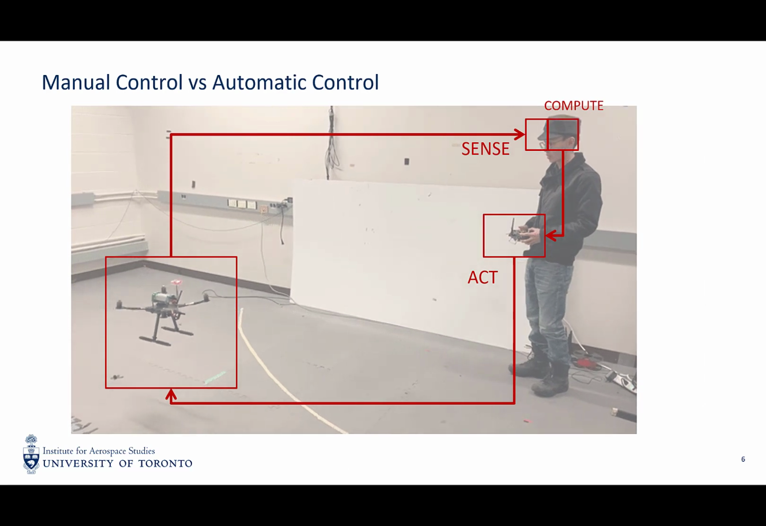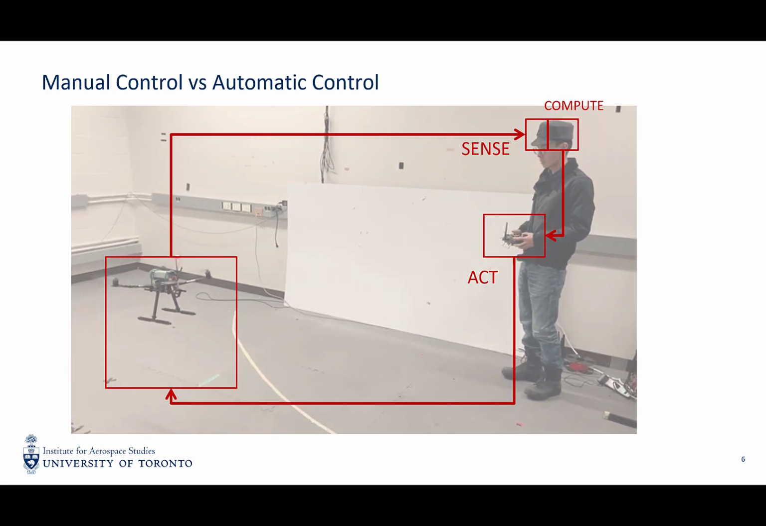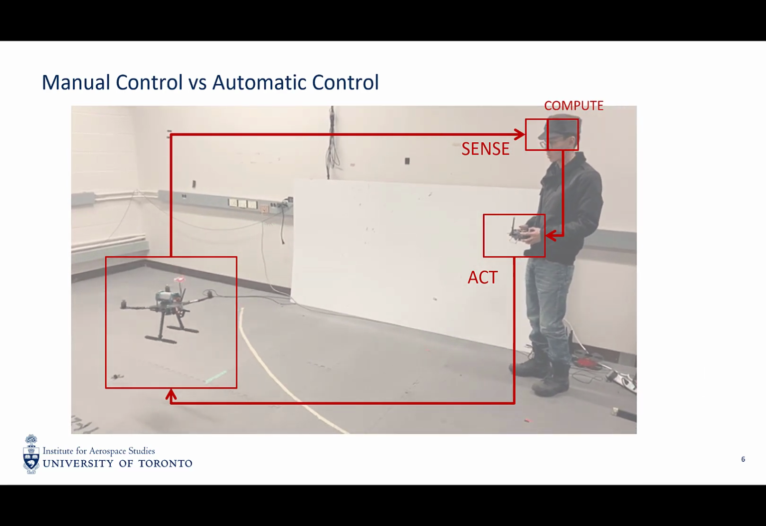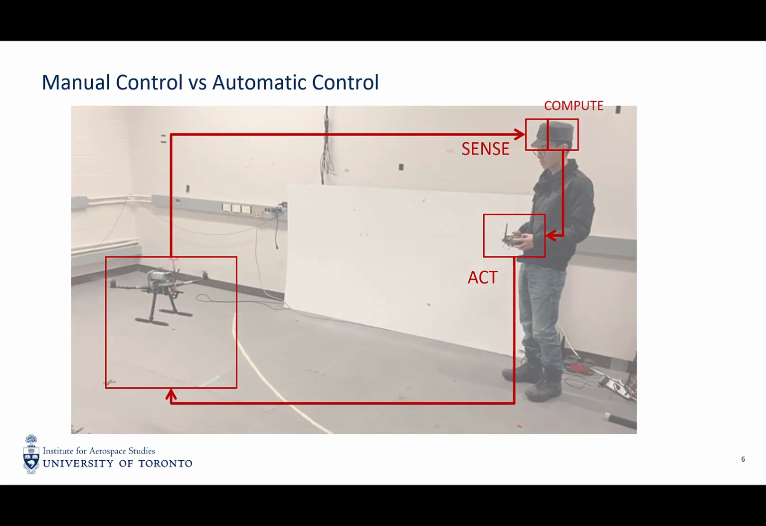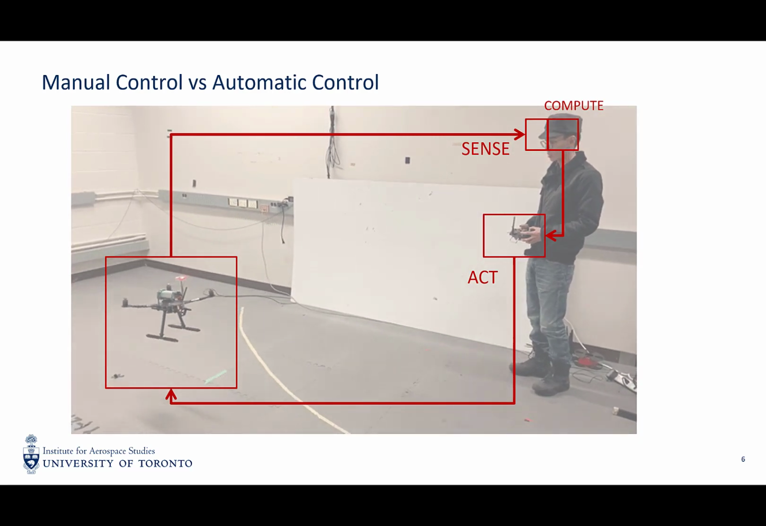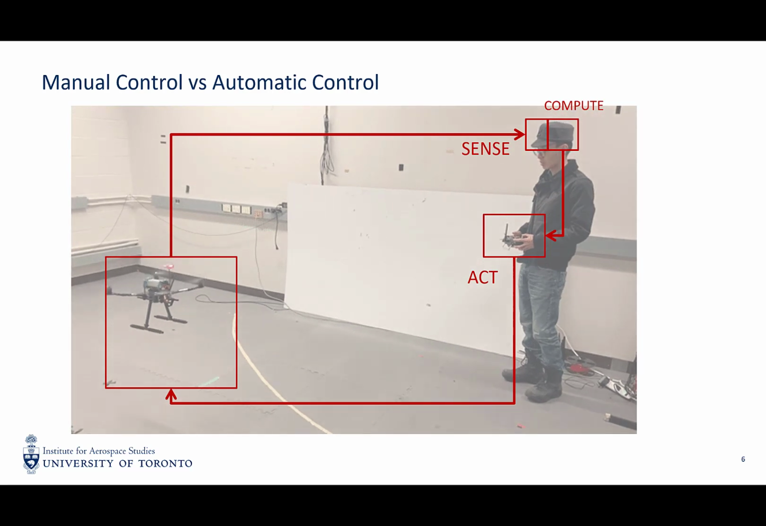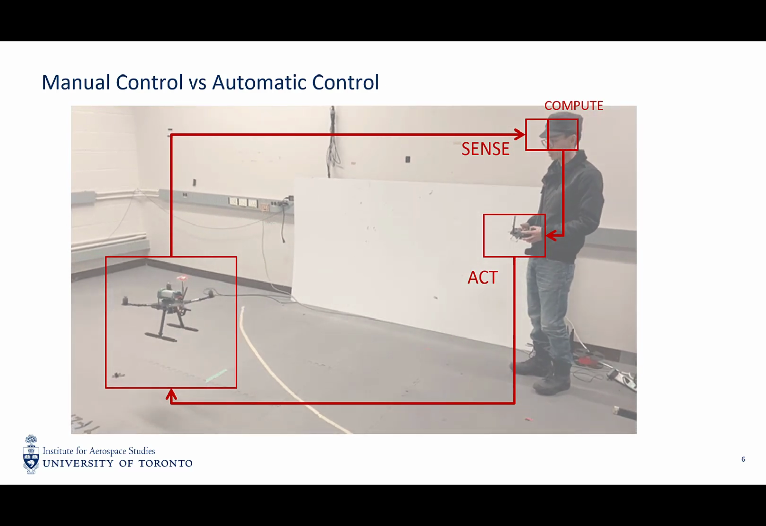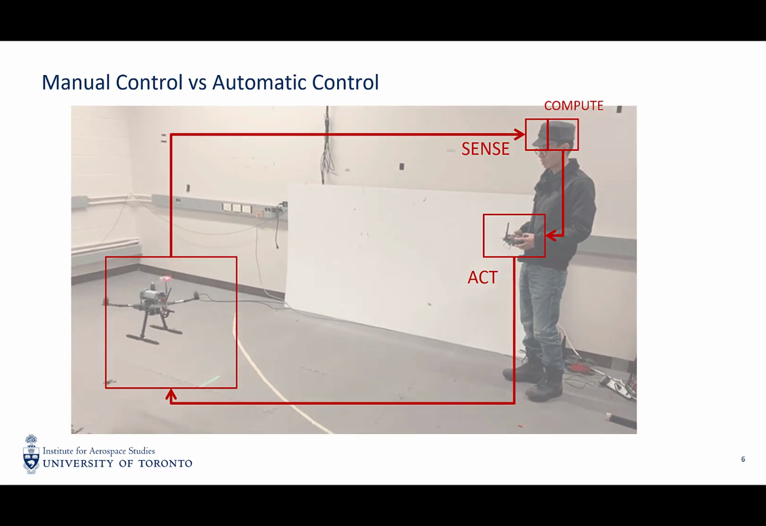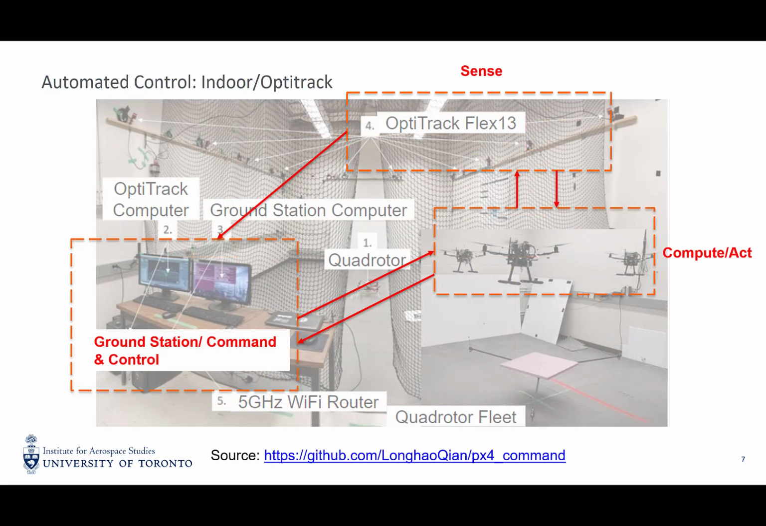So traditionally, if we want to control such systems, we usually rely on manual control, where a pilot uses his eyes and the radio to control the drone. But the goal of this course is to enable you to design an automatic system such that we can use computers to perform automatic control on such unstable platforms.